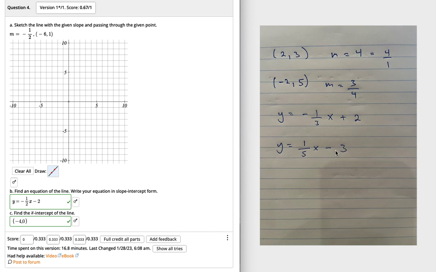For this one, it's telling me to start on negative 3, so that's right there. My slope is 1/5, so I'm going to run 5 and rise 1. So 1, 2, 3, 4, 5, and up 1. Hopefully that's clicking in. Holler if it isn't, but hopefully that gets it done.